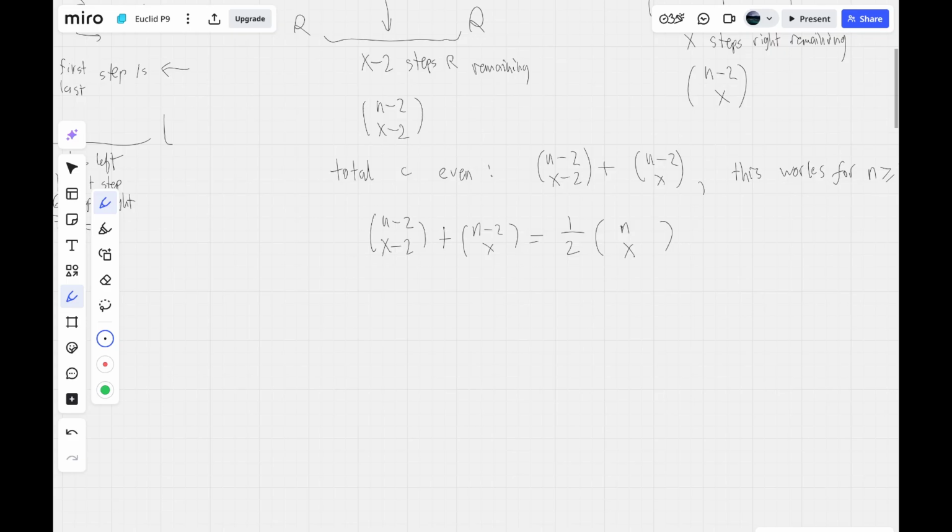for choose using factorial. So n minus 2 choose x minus 2, that's just n minus 2 factorial over x minus 2 factorial times n minus 2 minus x minus 2, plus n minus 2 factorial over x factorial times n minus 2 minus x factorial, is equal to half of n factorial over x factorial times n minus x factorial.